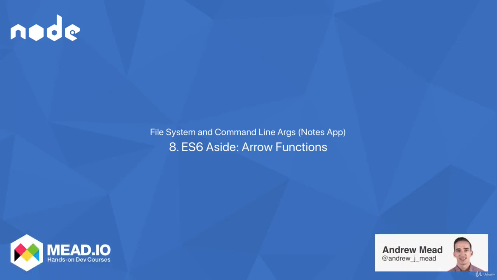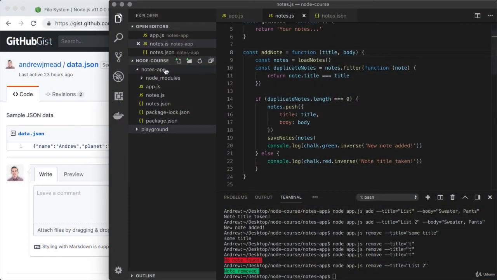In this video, we're going to take a quick break from our notes application to talk about a JavaScript feature that we're going to be using throughout the course. That is ES6 arrow functions, and we're going to take a moment to explore them over in the playground directory in isolation. Then, once we know how they work and how they differ from standard ES5 functions, we'll actually integrate them into our node application.